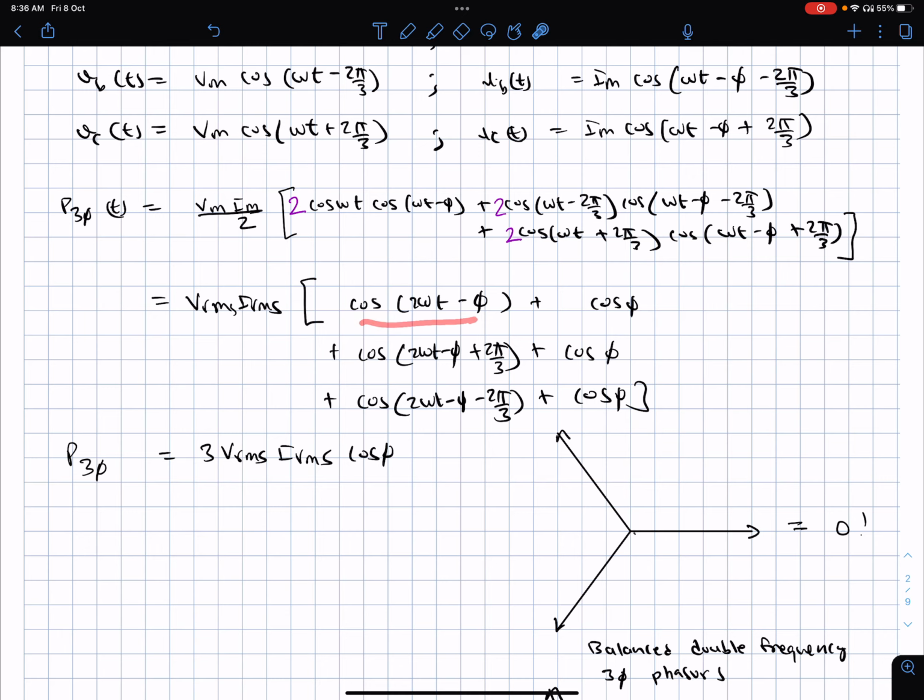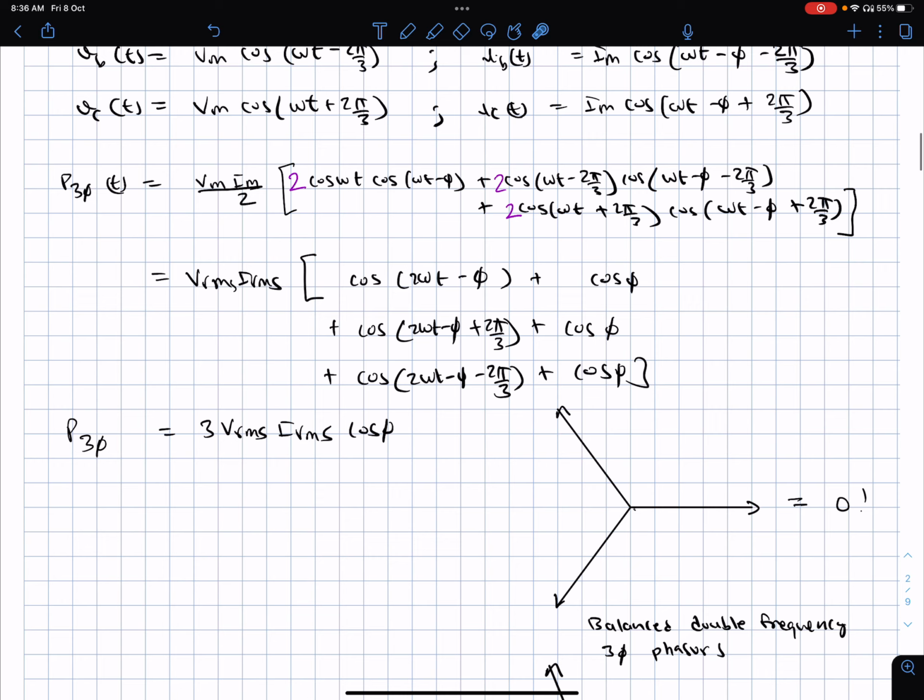let's first assume that phi is 0. These three terms will give you 3 cos phi. So that will give you a term 3 Vrms Irms cos phi. Now what I want to show you is that this particular term is going to be 0. So first of all, let me take this phi to be 0.